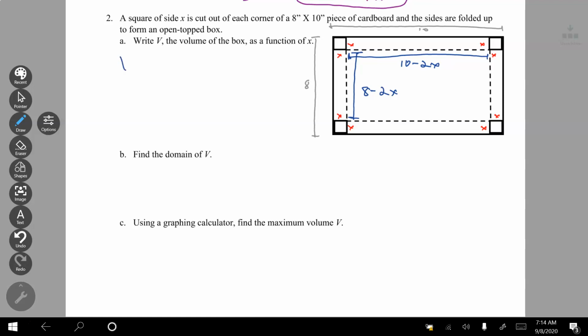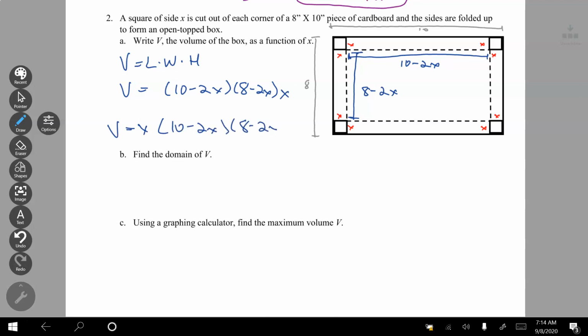So if you recall, volume is length times width times height. So for this example, it's going to be x times 10 minus 2x, 8 minus 2x, and I tend to put that single x up front. x(10 minus 2x)(8 minus 2x). And this is the equation that formulates the volume of that open top box.